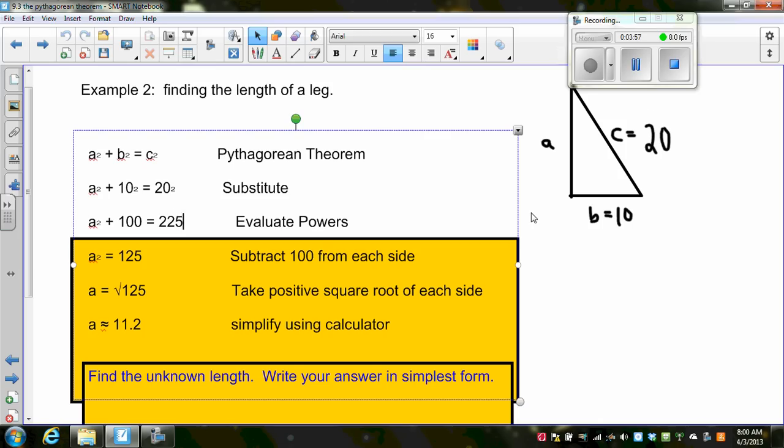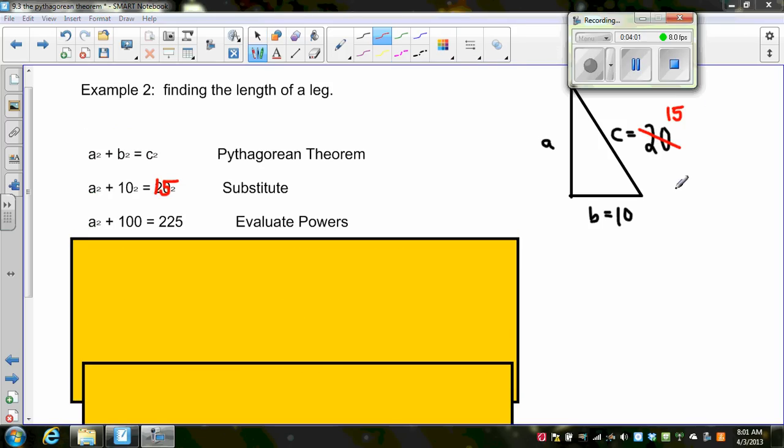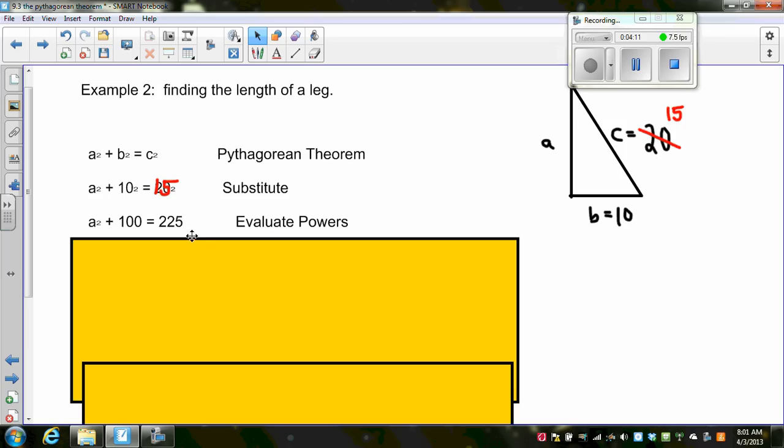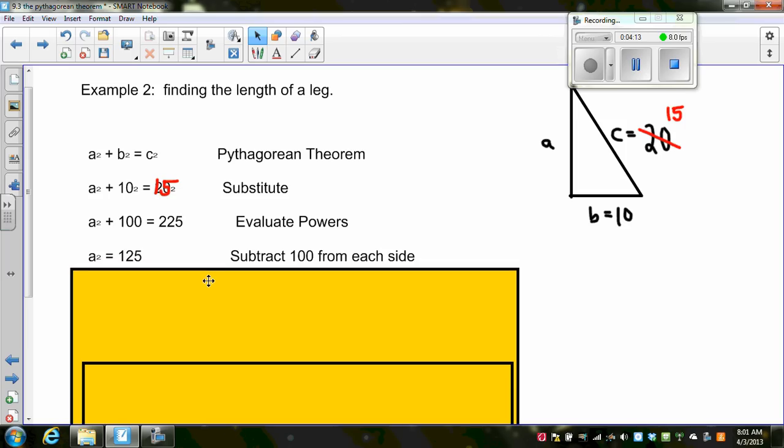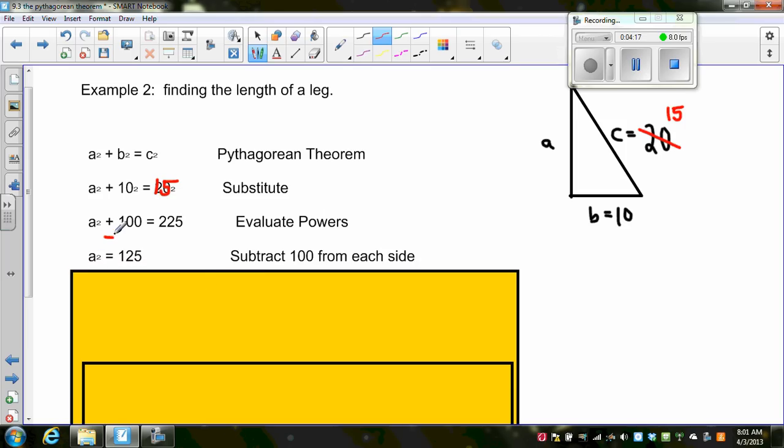I think this was supposed to be 12. I'm going to press pause and fix this for a second. All right, I'm sorry, I copied the problem wrong. c equals 15. So a squared plus 10 squared equals 15 squared. So a squared plus 100 equals 225. We subtract 100 from each side to get a squared alone, leaving us with a squared equals 125.